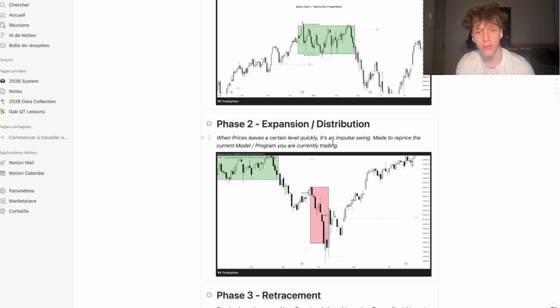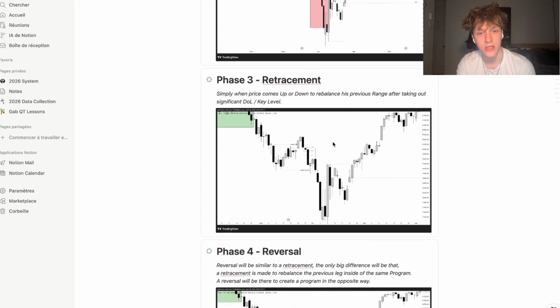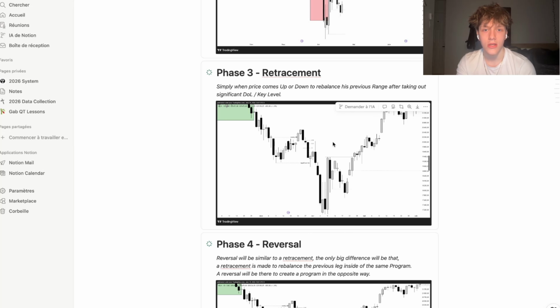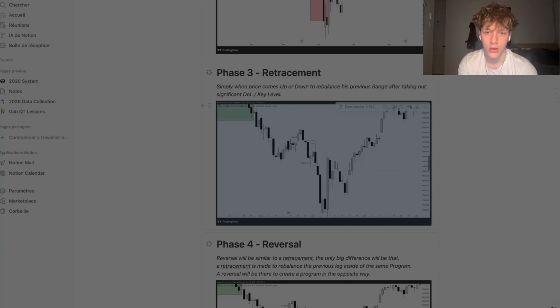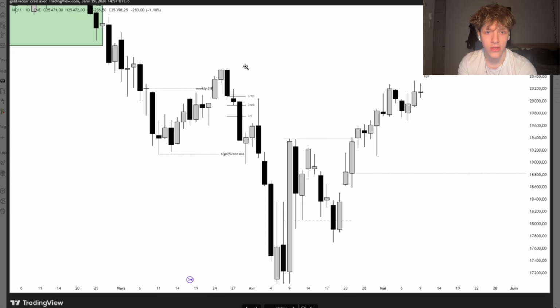Now we're going to talk about the retracement being the phase 3. A retracement is simply when price comes up or down to rebalance its previous range after taking out significant drawn liquidity or a key level. So as you can see there, it was the distribution leg I talked about, but at the same time, if you look, price came up, rebalanced its range, filled the weekly CB, and dropped lower. What do we do after that? So that's a retracement, obviously.